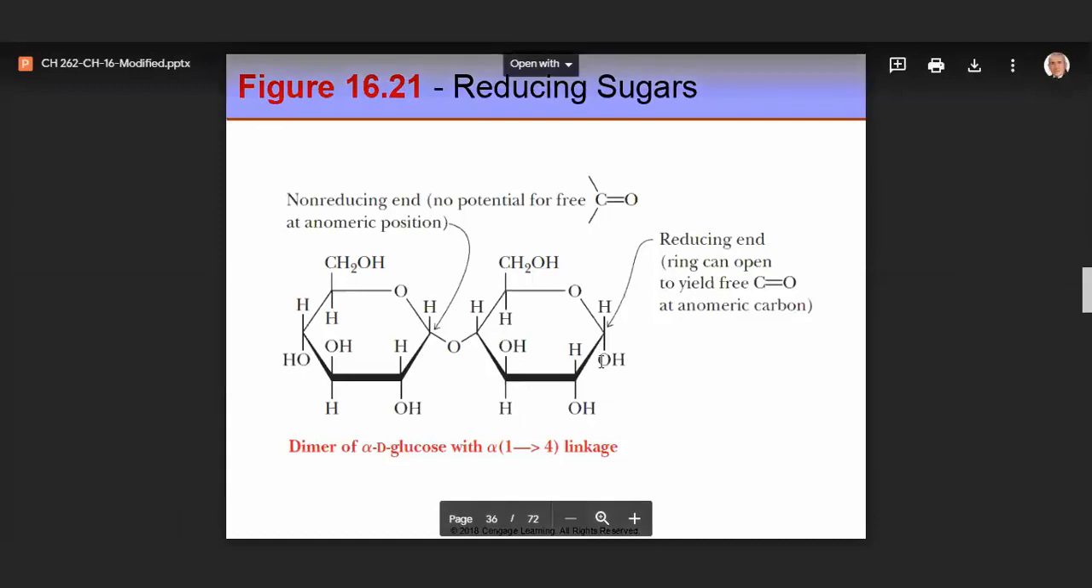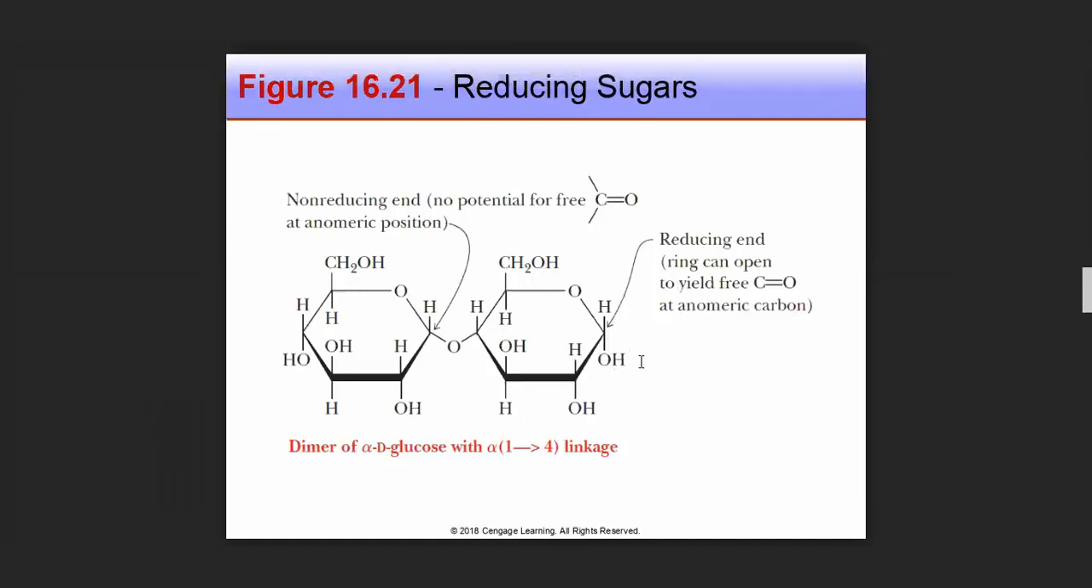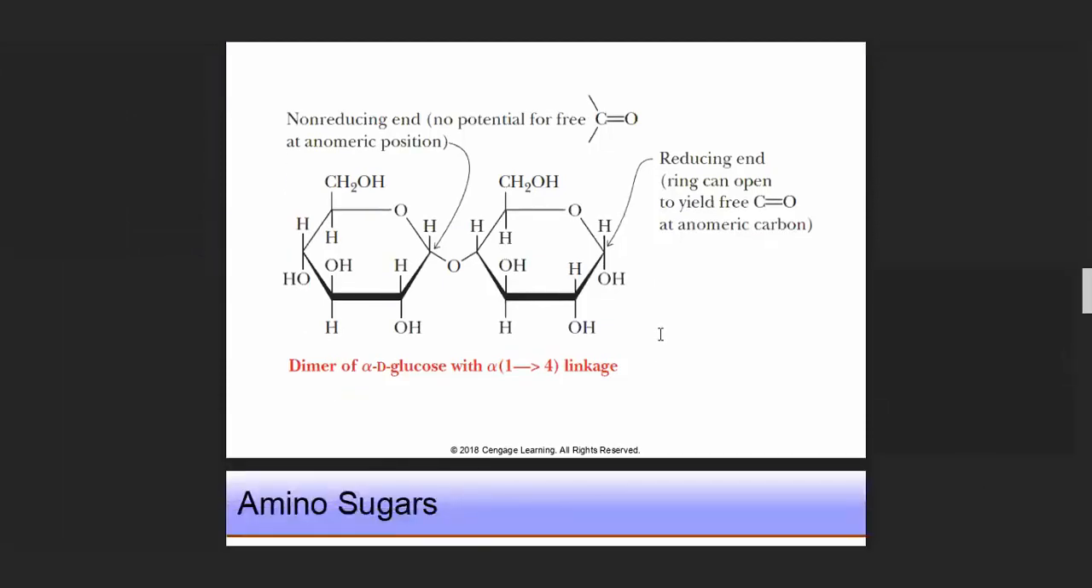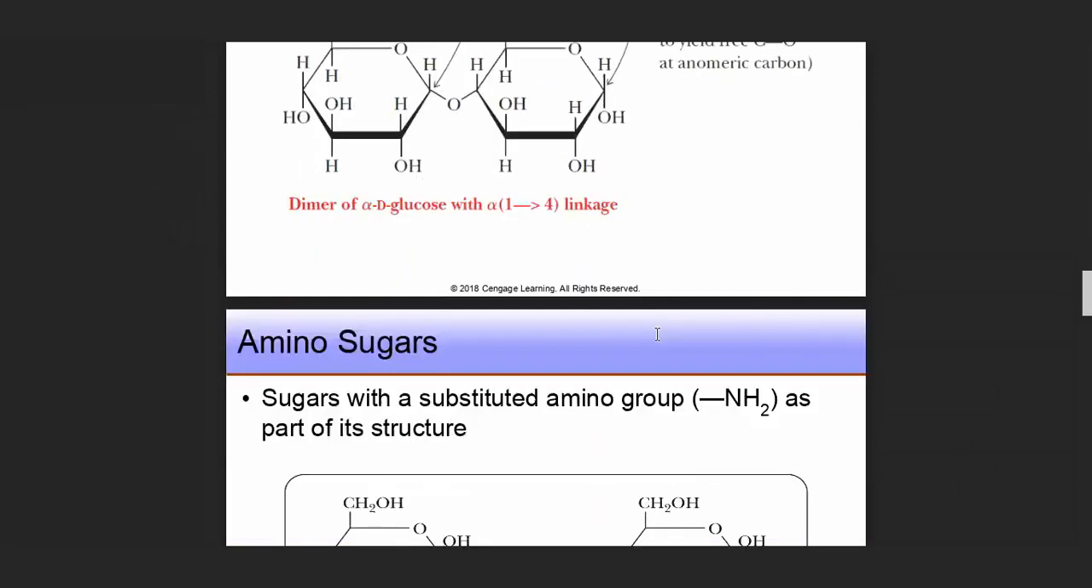So notice that reducing sugars give a positive Tollens test by formation of the silver mirror inside the reaction container.